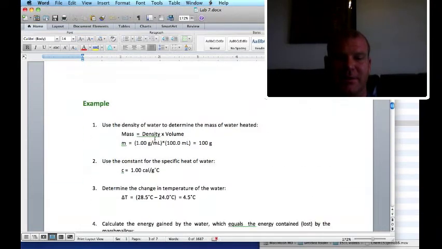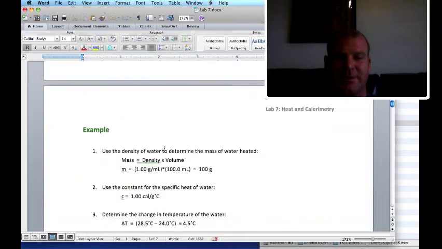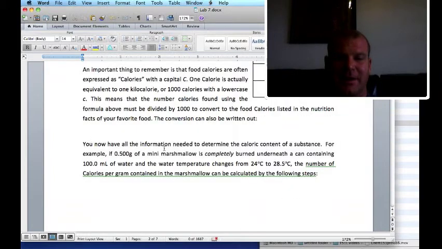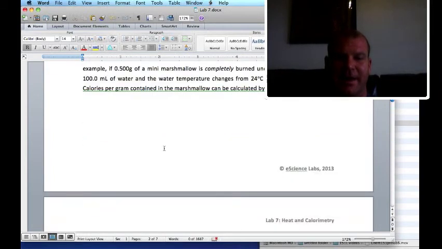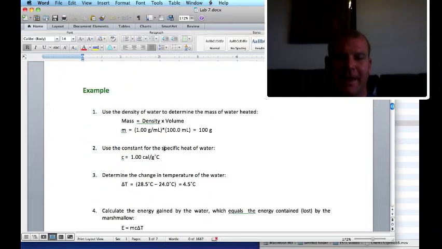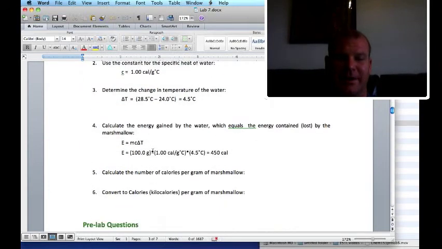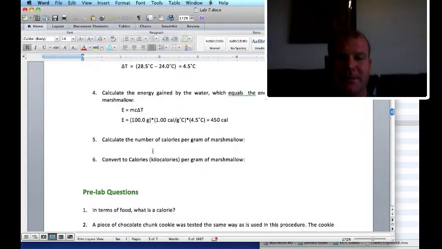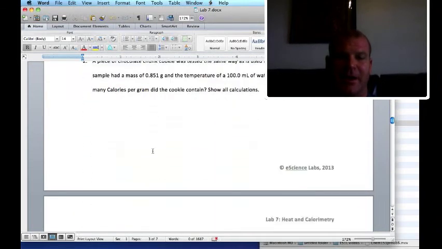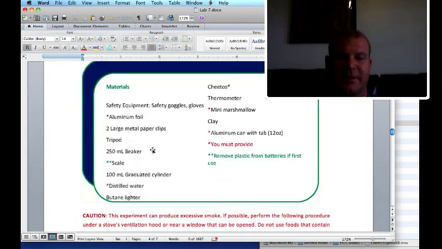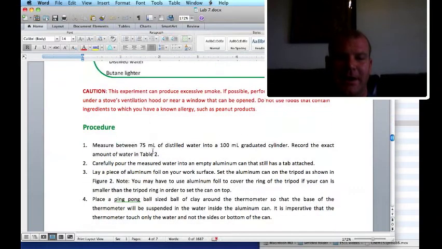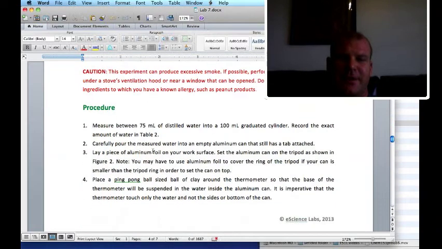So density of water. So you can use 100 milliliters. So you use a can of aluminum, and heat capacity. So okay, let's walk through the calculations. And this is lowercase calorie. So, alright, I answer those. Calorie of the junk food. So, okay, be careful with this one.